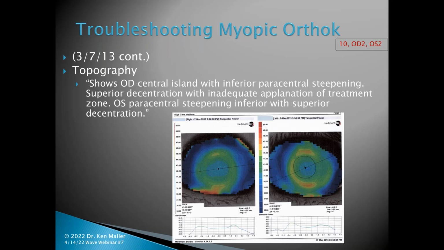Once again, now the left side has the right eye and the right side has the left eye. We could definitely see the undertreatment there on the right eye. And they do comment about this central island, but I'm not really sure where the central island is because I don't really see it on that particular topography.